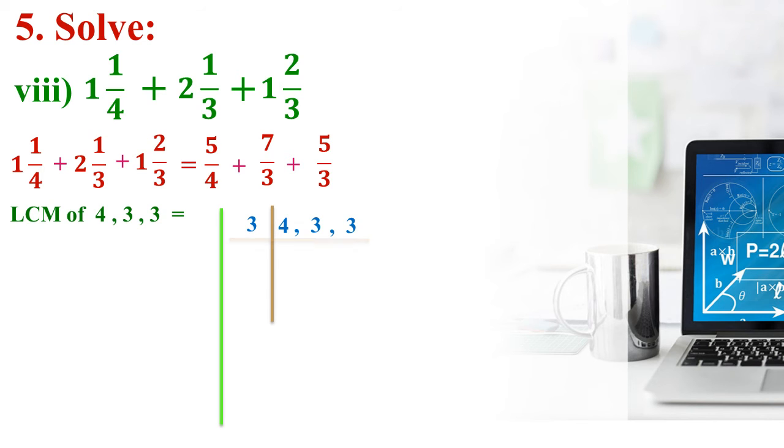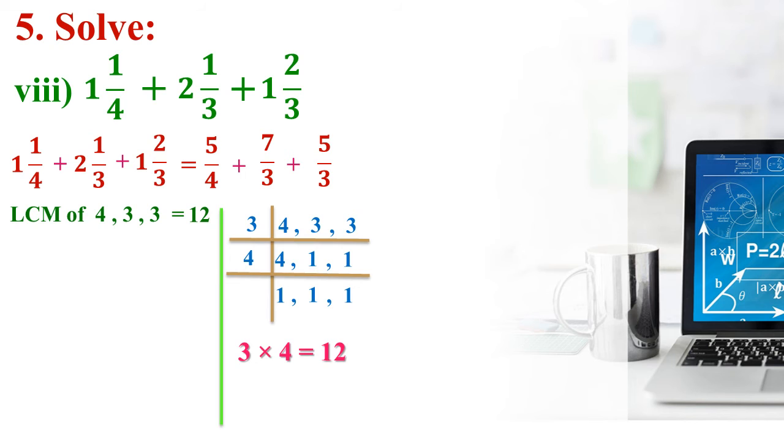So, let us write the quotients. So, 4 is not divisible by 3, so bring it forward. Next, 1 threes are 3, 1 threes are 3. The next divisor is 4. So, now here 1 fours are 4. Next, multiply the divisors. So, 3 into 4 we get 12. Therefore, the LCM of 4, 3 and 3 is 12.